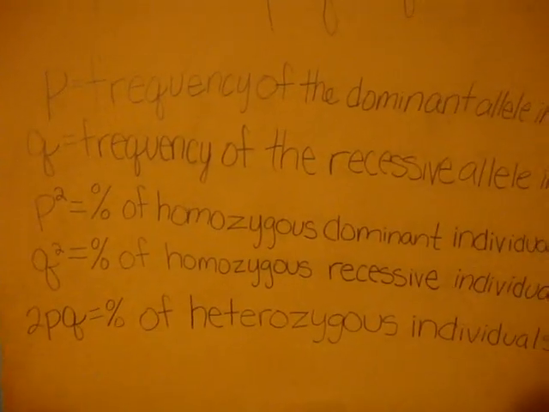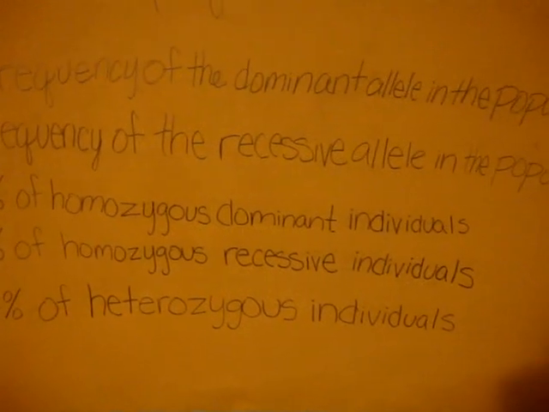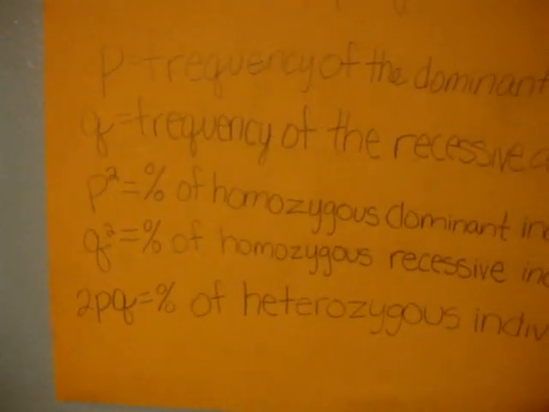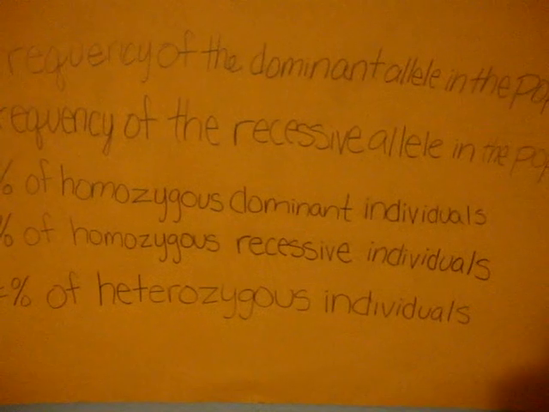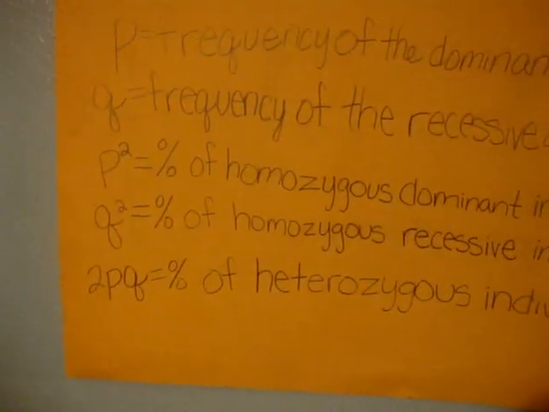p squared, percentage of homozygous dominant individuals. q squared, percent of homozygous recessive individuals. 2pq equals percentage of heterozygous individuals.